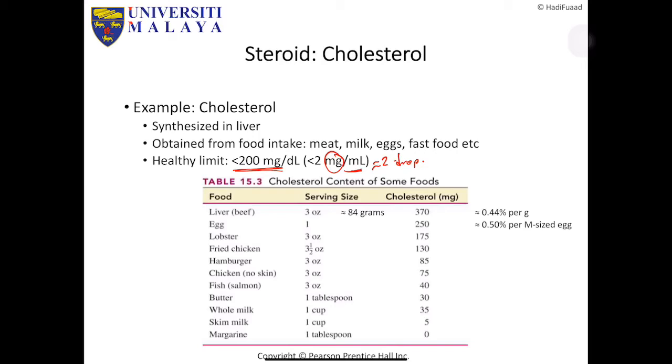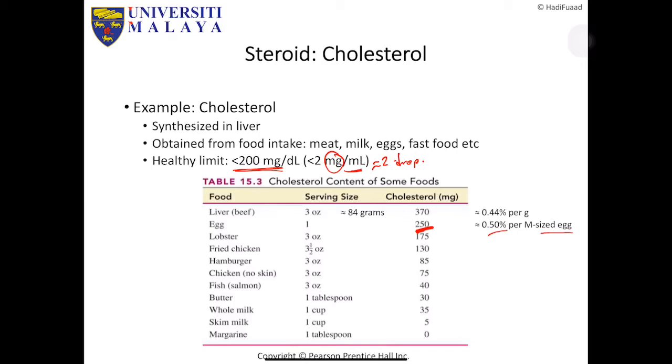Okay, and table 15.3 is just showing you the cholesterol content for some food. So a beef, for those who actually like to eat liver. For a serving size of about 3 ounce, which is 84 grams, you have approximately 370 milligrams of cholesterol, which is roughly 0.44% per gram of the beef. Okay, also in eggs, you have roughly 550 milligrams, and I've calculated using an M size egg, so it's roughly about 0.5% of the egg is actually cholesterol.